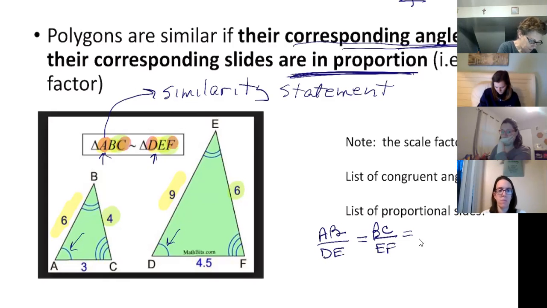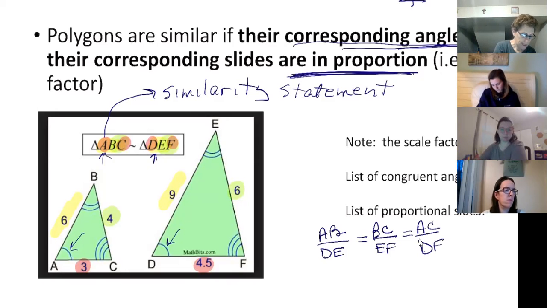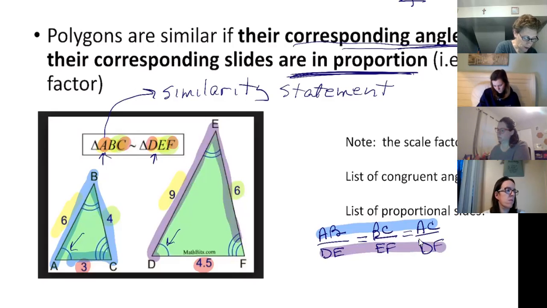So that's going to be these two sides. And we can say that AC is in proportion to DF. So a big thing to stress if you ever get a chance to teach this: notice that in all of the cases, my top numbers all went with the small triangle, and my bottom numbers all went with the big triangle. So you have to keep that order.